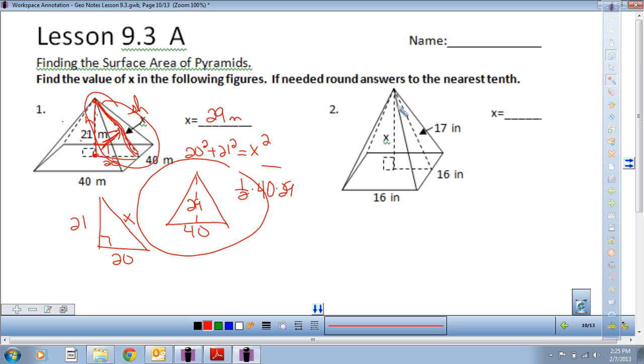So on number 2, here's the height. That height is x. Now here's this distance. This whole side is 16, so the distance from here to here is half of that, which is 8. And in this case, we know that the slant height is 17. We also know that that slant height is the hypotenuse of that little triangle. So when we set this one up, it would be x squared plus 8 squared equals 17 squared. Again, you crunch those numbers in your calculator, and you would find that the value of x would be 15, and our label would be 15 inches.